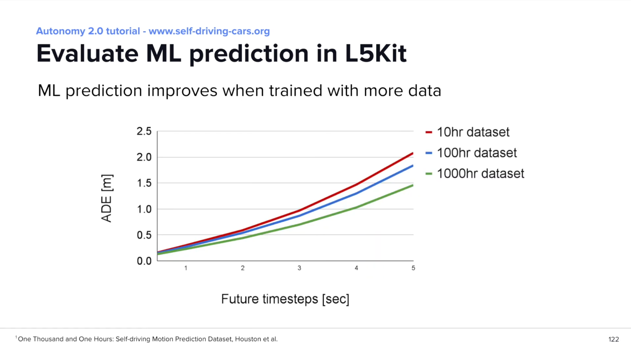Here is an example result of evaluating our prediction model using the evaluation notebook in L5Kit. Here I'm plotting the average displacement error for 3 models across the prediction horizon. The models are trained with different portions of our 1000-hour prediction dataset, which is publicly available. As you can see, the prediction error reduces with more training data. It shows a nice feature of machine learned models, that you can improve model performance by adding more training data.